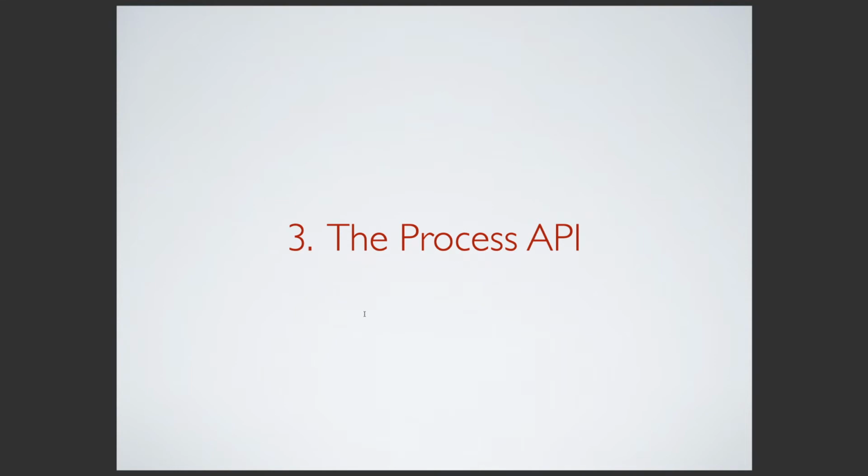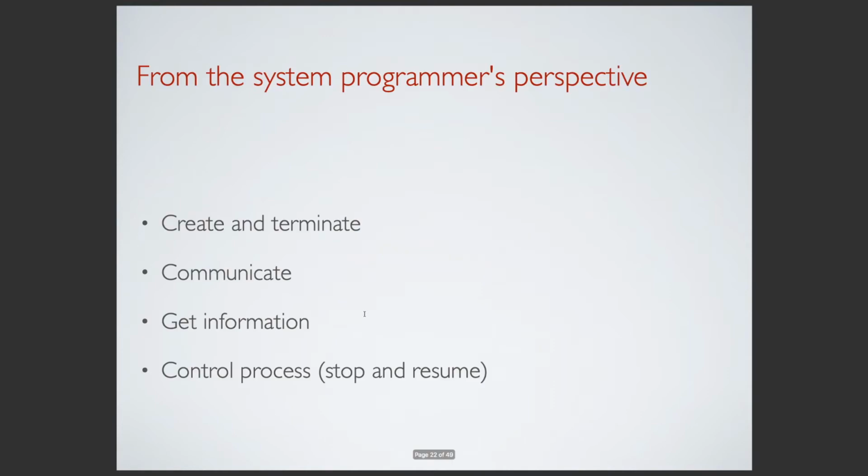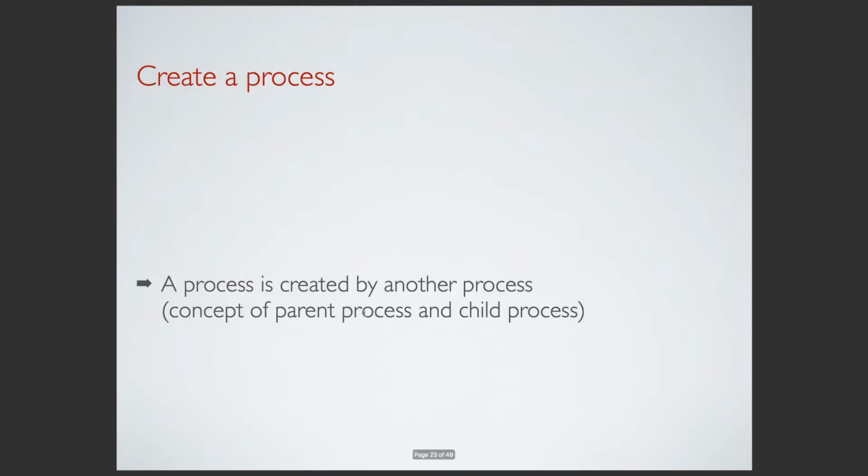All right, so let's talk about the process API. So what's that? Well, let's talk about what you did in BO9. So here there's going to be nothing new, but it's good to recap on that. So basically, what you're going to look at is how do you create and terminate a process? You can do other stuff like communicate, get information, and control the process, meaning stop and resume. I'm not going to go into the detail, but what's important here is to create and terminate the process. So how do you create a process?